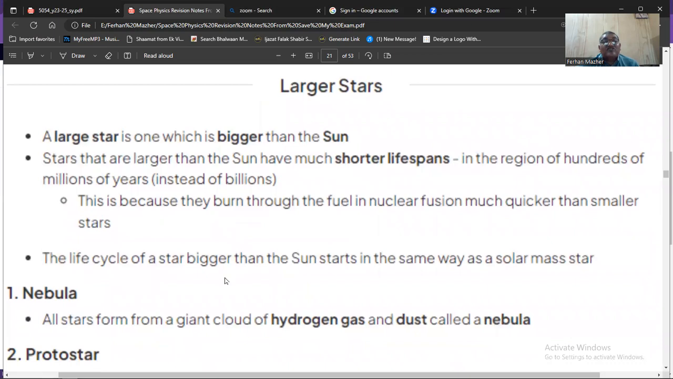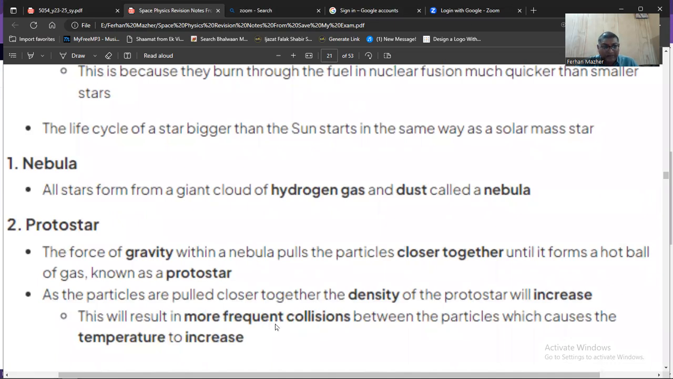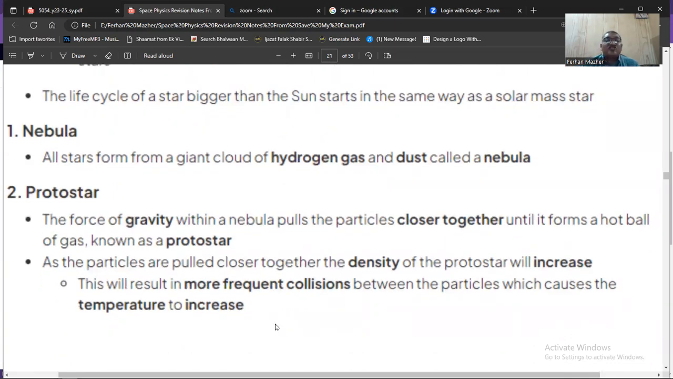The life cycle of a star bigger than the sun starts in the same way as a solar mass star. So the first step is the nebula. All stars form from a giant cloud of hydrogen gas and dust called a nebula. Protostar. The force of gravity within a nebula pulls the particles closer together until it forms a hot ball of gas known as a protostar. As the particles are pulled closer together, the density of the protostar will increase. This will result in more frequent collisions between the particles, which causes the temperature to increase.